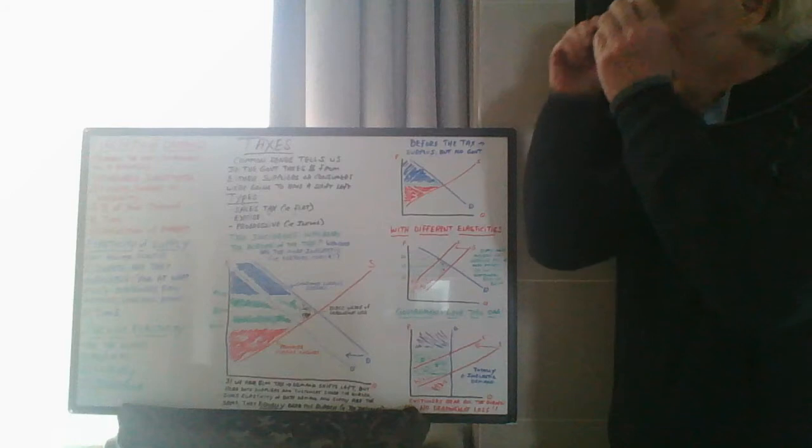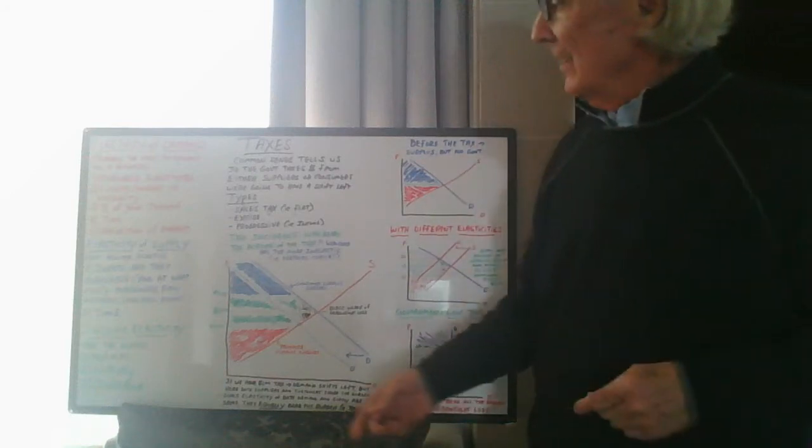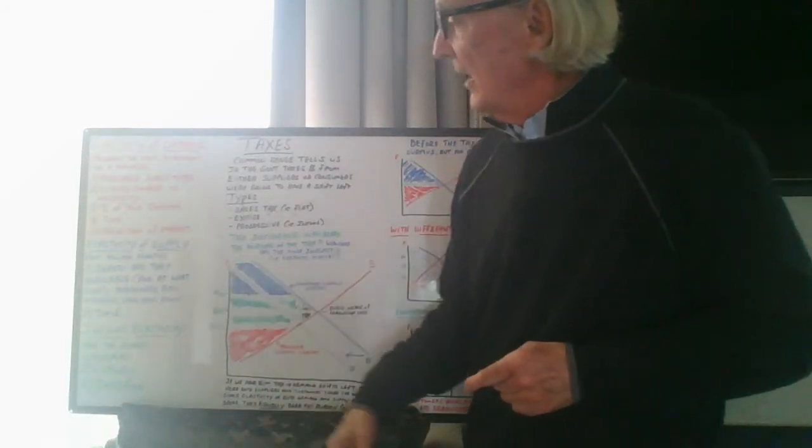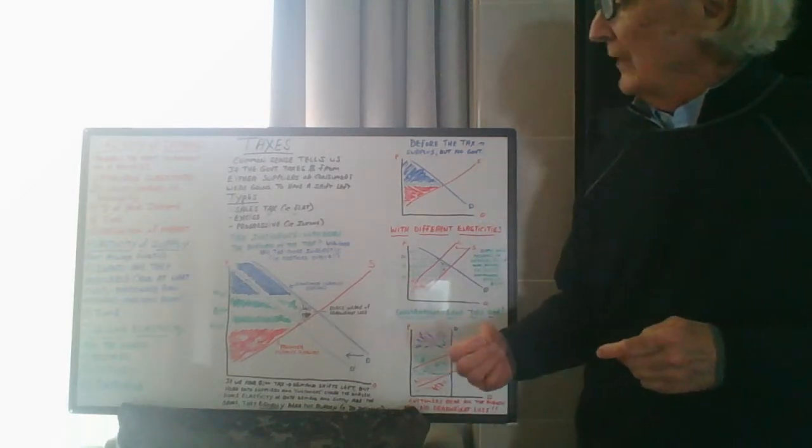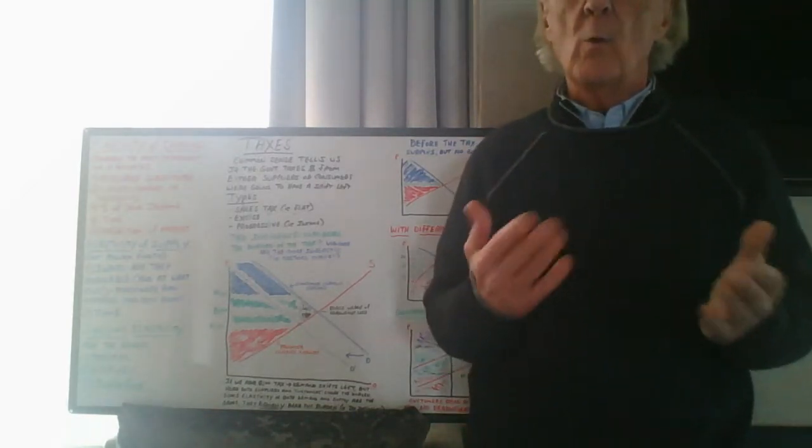Okay? Now, for elasticity of supply, the key here is inputs. Are they available? All right, and at what cost?